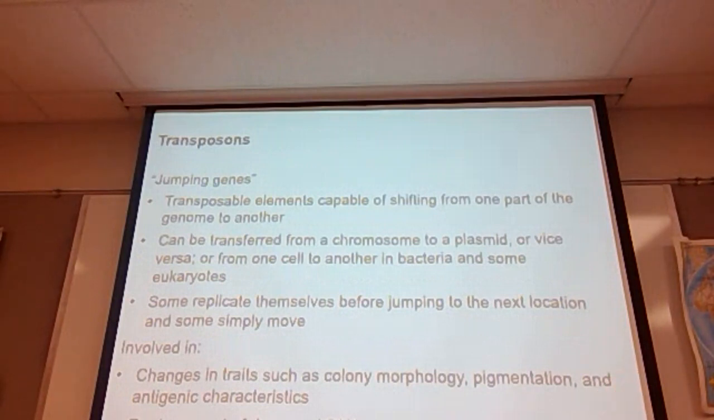Transposons, or jumping genes, are transposable elements capable of moving from one part of the genome to another. They can be transferred from a chromosome to a plasmid or vice versa, or from one cell to another in bacteria and in some eukaryotes. Some will replicate themselves before jumping to the next location. Some simply move. These are involved in changing traits such as colony morphology, pigmentation, and antigenic characteristics.